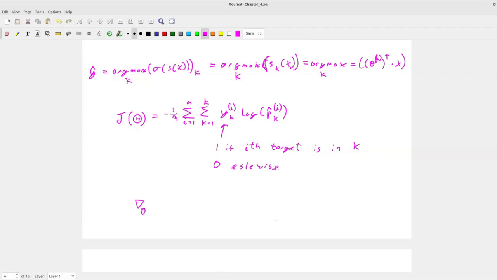In our gradient of our parameter theta_k for a given class k, multiplied by our cost function J for all of our data, that actually simplifies down to a much easier equation than one would think, which is just 1 over m, summation of i equals 1 to m, of (p hat_k^(i) minus y_k^(i)) x^(i).